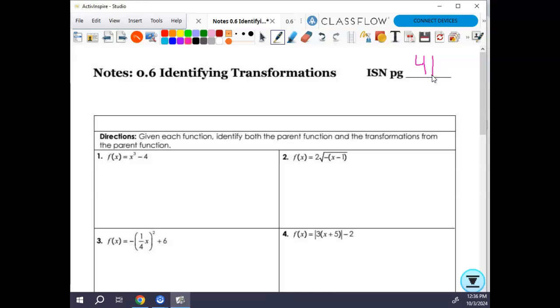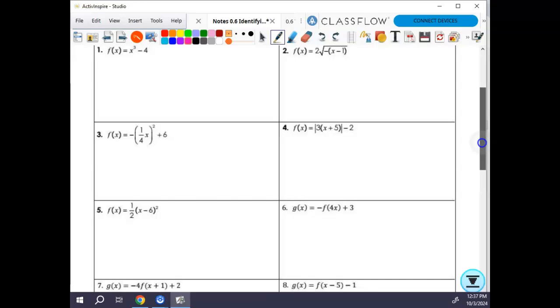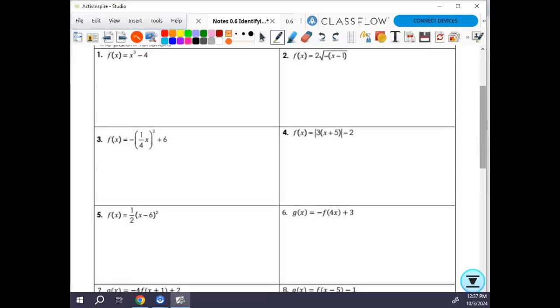All right. Now, the directions say, given each function, identify both the parent function and the transformations from the parent function. So we're going to talk about the parent function, though we're not necessarily going to write them all down. But I want you to look at these first 6. The first 5 are actual functions that we could graph because we have absolute value, square root, things like that. Number 6 is in function notation like what we were just looking at, which looks weirder sometimes, but I think is easier than the other ones for y'all sometimes, all right?